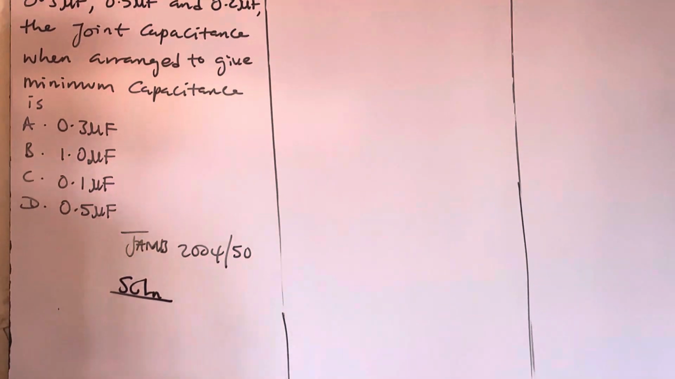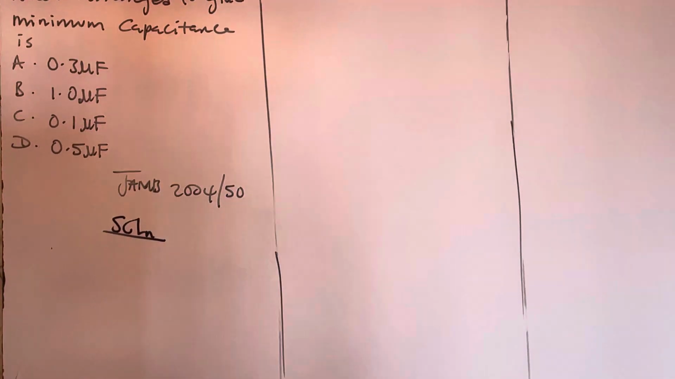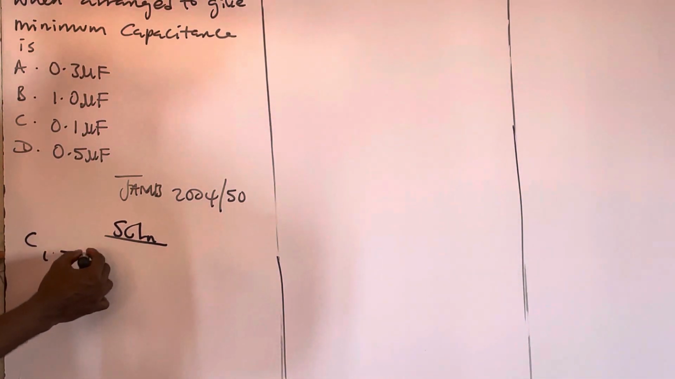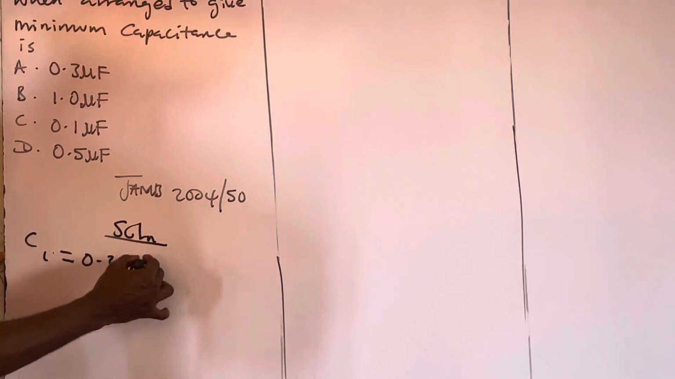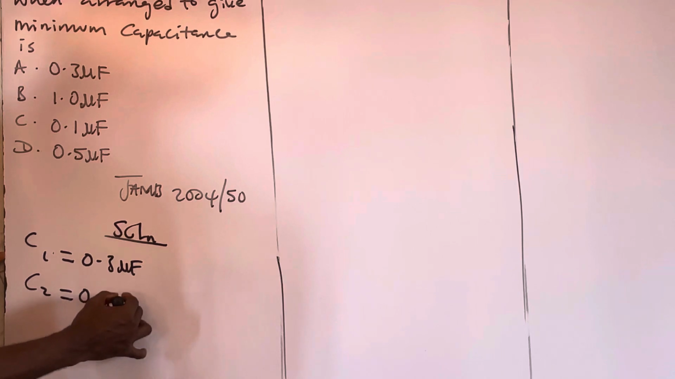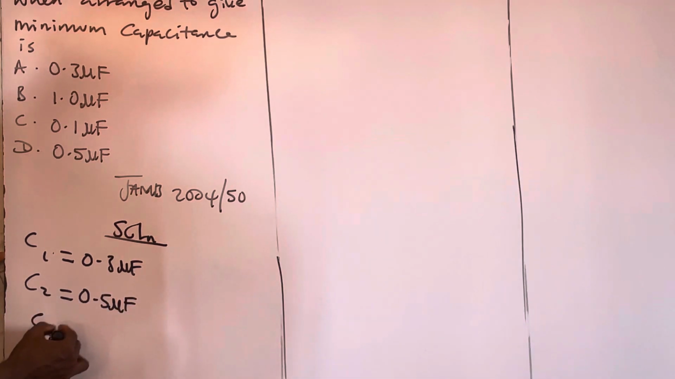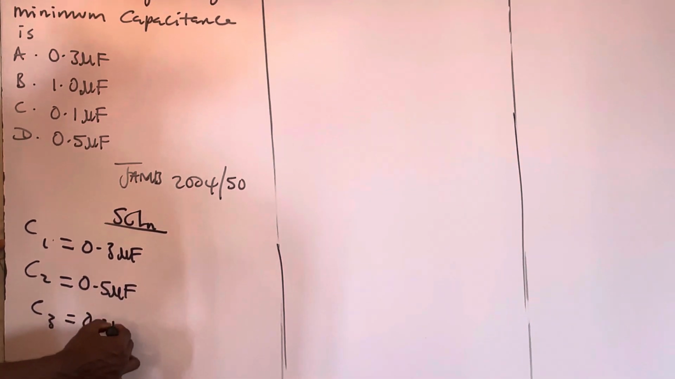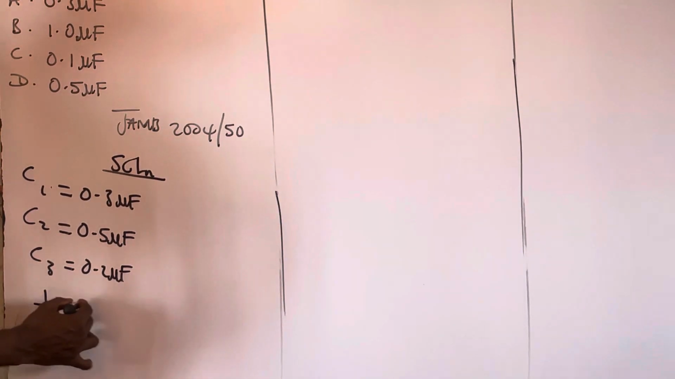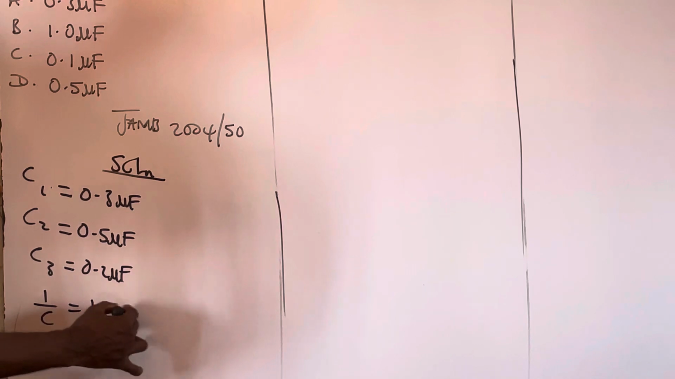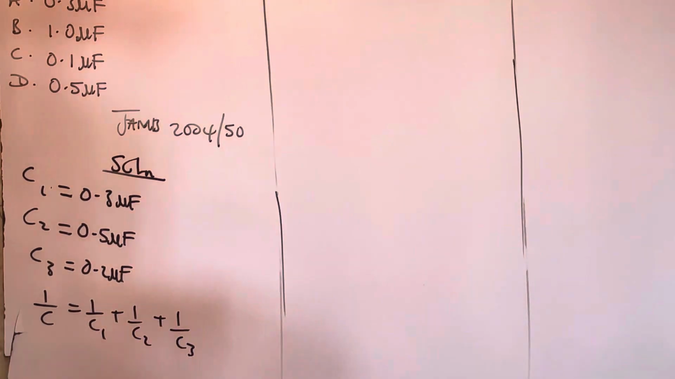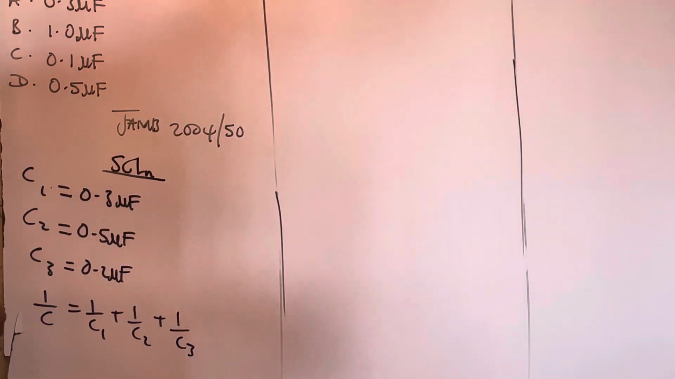As you can see, it's a JAMB question, 2004, number 50. Now, we have C1 to be 0.3 microfarad, and we have C2 to be 0.5 microfarad. Our C3 is equal to 0.2 microfarad. That's 1 over C equals 1 over C1 plus 1 over C2 plus 1 over C3. Is that correct?